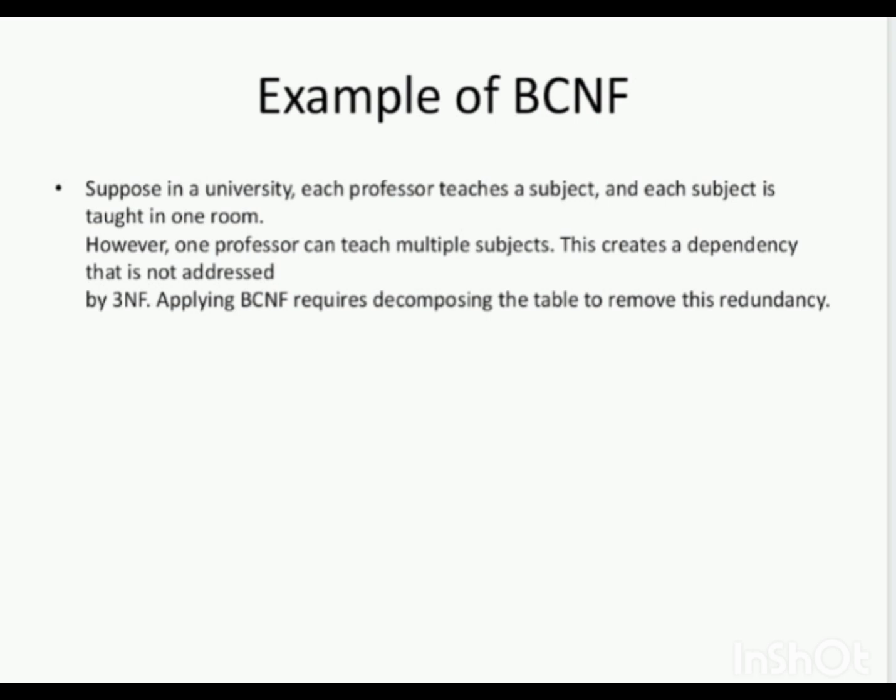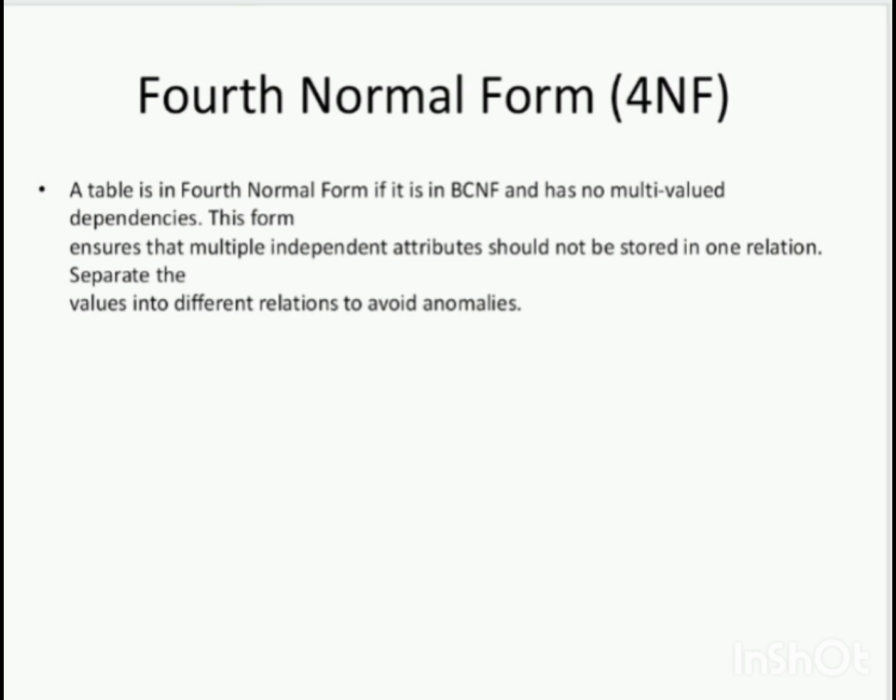Next, fourth normal form. A table is in fourth normal form if it is in BCNF and has no multi-valued dependency. This form ensures that multiple independent attributes should not be stored in one relation. It separates the values into different relations to avoid these anomalies.